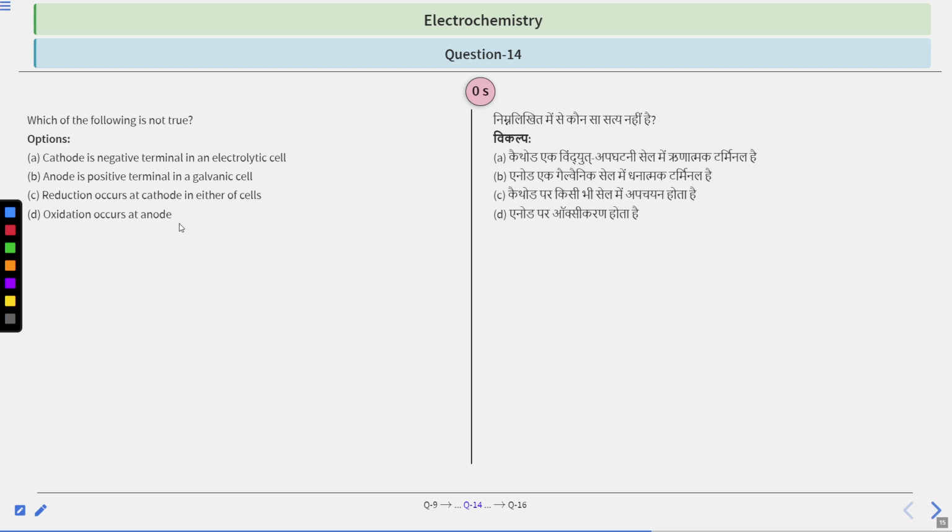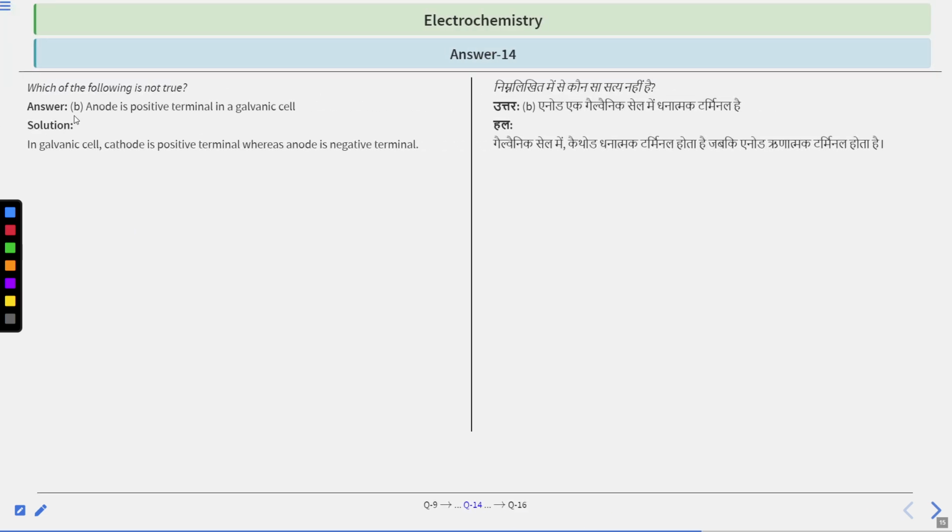Okay, let's see the correct answer. That is option B. So anode is positive terminal in a galvanic cell. This is the statement which is not true among the options given. In a galvanic cell, cathode is the positive terminal and anode is the negative terminal. But in option B, it is given that anode is positive terminal in a galvanic cell, which is not true. And thus this is the correct answer. Option B is the correct answer.